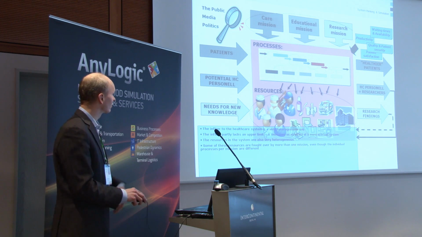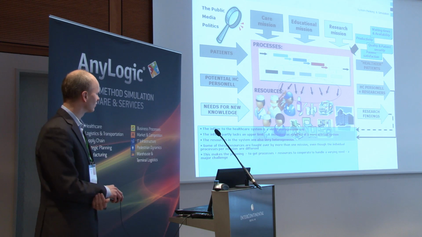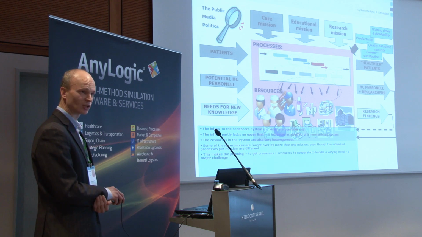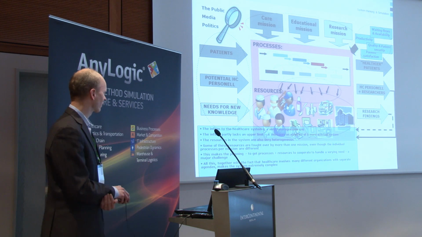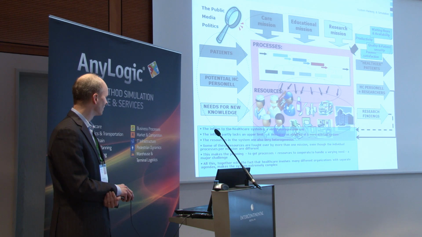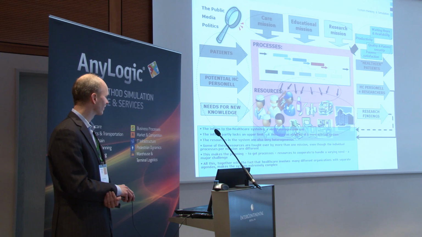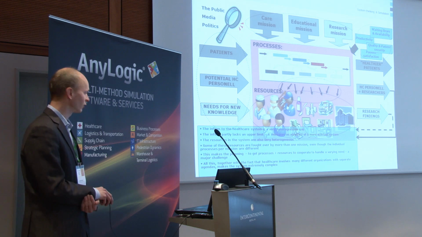Some of these resources are fought for by several of the missions in the healthcare systems. You have the care mission competing with the educational mission, competing with the research mission. And this makes the planning to get the processes and resources to cooperate to handle a varying need quite a major challenge. So all this, together with the fact that healthcare involves many different organizations, makes this, I would say, the most complex system that I have seen, and I've been around in quite a few industrial and various systems.